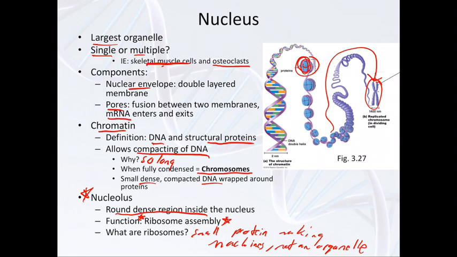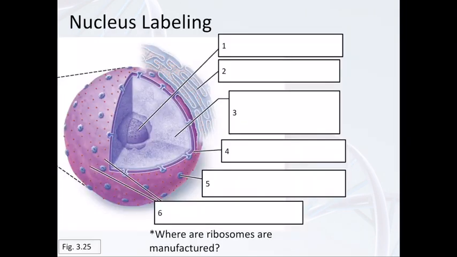All right, so this is for you to fill out when you're doing this. So hit pause, go to figure 3.25 in your book, use the structures that were just on the previous slide, and fill in these blanks. And then just think about this question here. Out of 1 through 6 here, where are the ribosomes manufactured? All right, so let's move on.